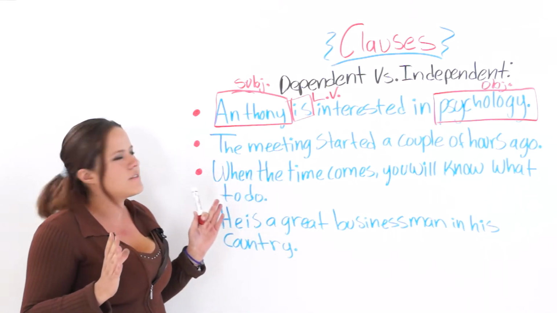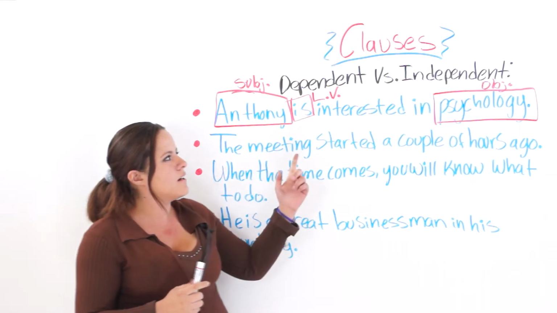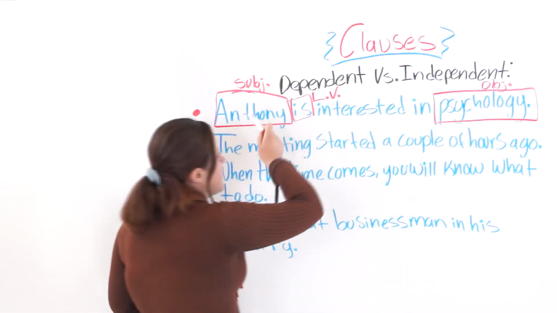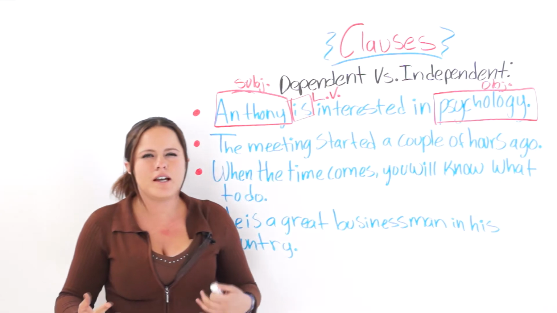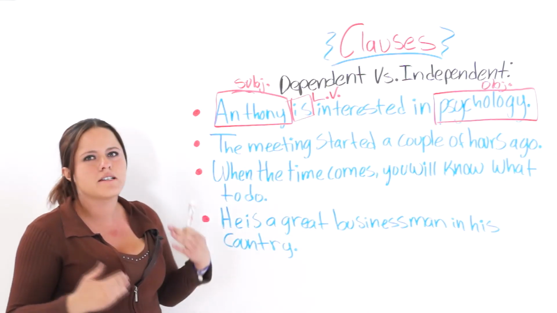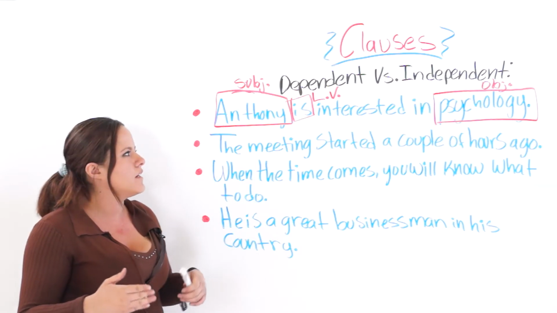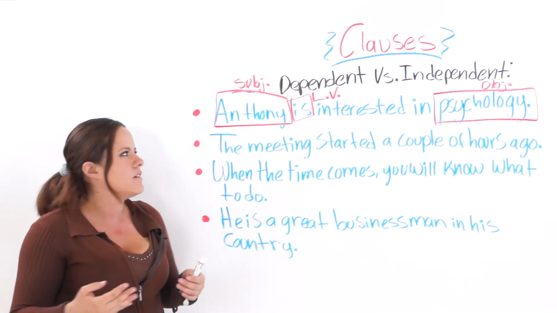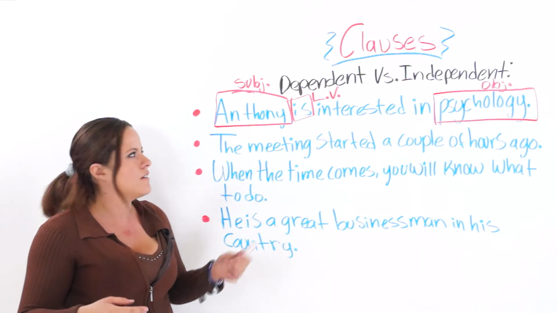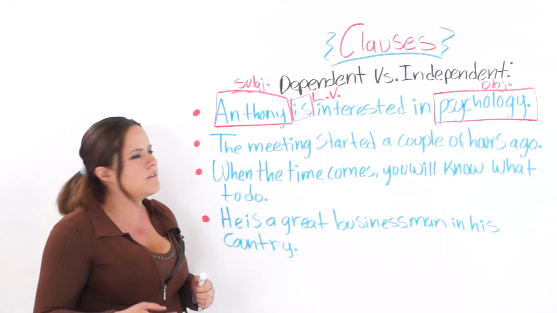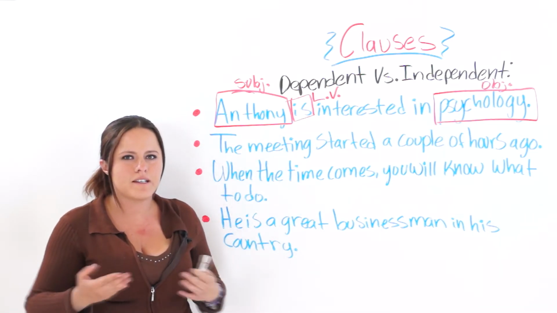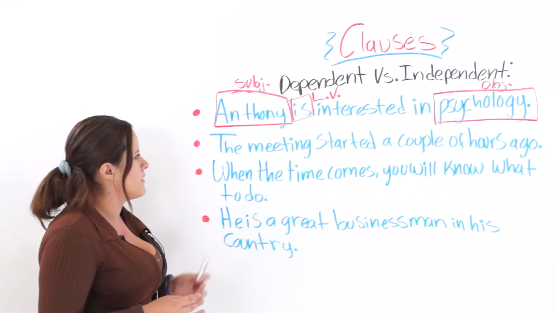This is a clause, and it's an independent clause because, on its own, this clause can stand for itself as a sentence. Alright? Anthony is interested in psychology. You don't need any other complement. You don't need any other phrase. You don't need any dependent clause. This by itself stands for a sentence, as a complete sentence. Alright, let's go to the next one.